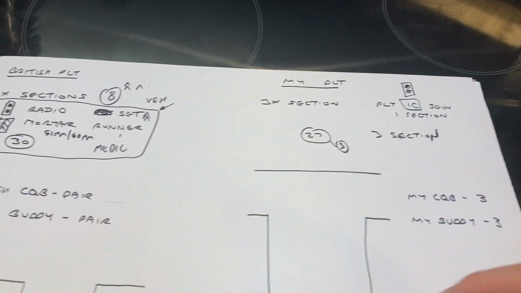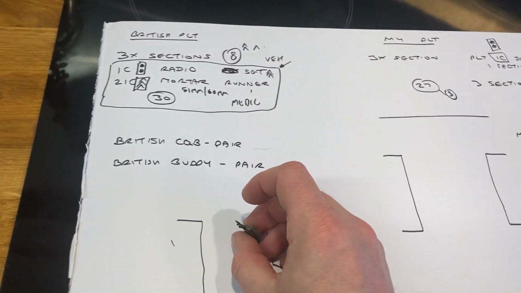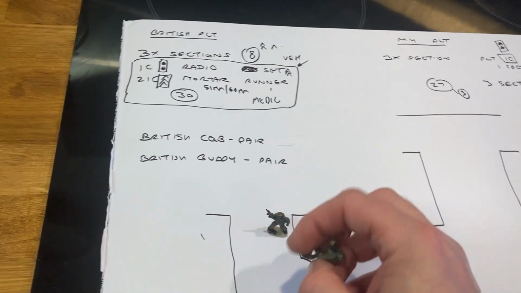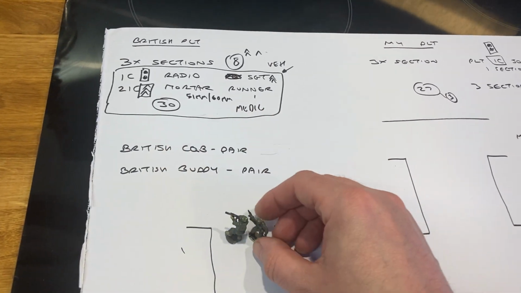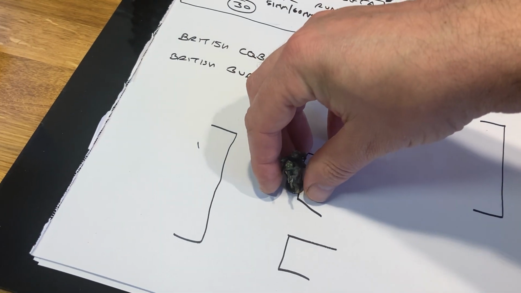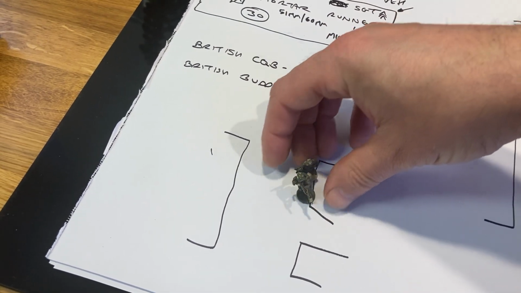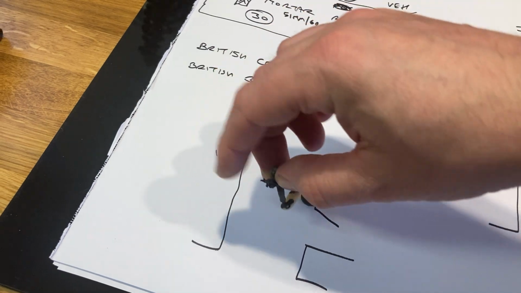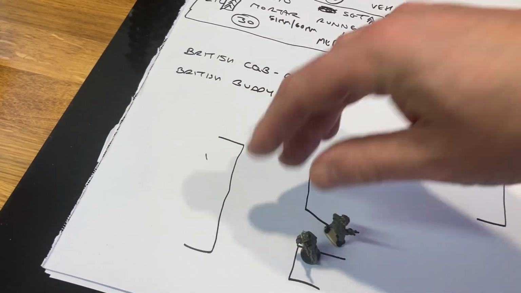Now, the reason that I've adopted this is the British tend to use a pair model, and the British will use a pair model for close quarter battle. So they'll have one behind the other, and then one will kick the door in, the other will throw a grenade in, and then they'll enter and clear a room.